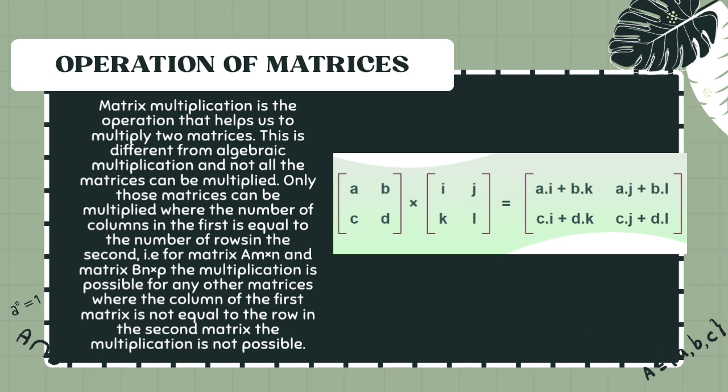for matrix A, m times n, and matrix B, n times p. The multiplication is not possible for any other matrices where the columns of the first matrix are not equal to the rows of the second matrix. [A B; C D] times [I J; K L] equals [A times I plus B times K, A times J plus B times L; C times I plus D times K, C times J plus D times L].